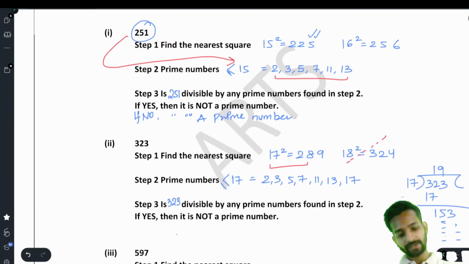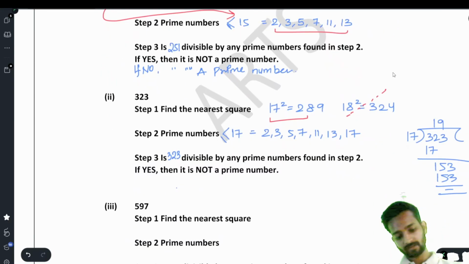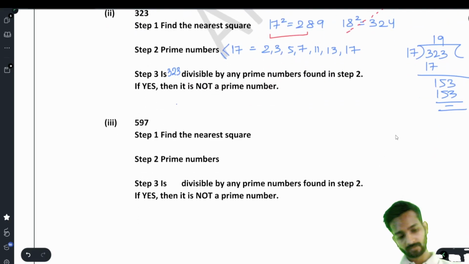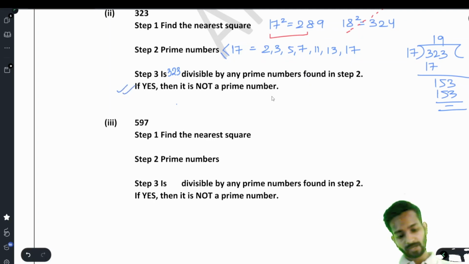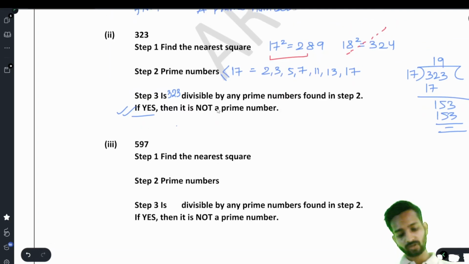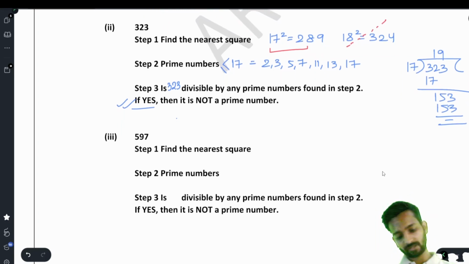So it is getting divided. If it is getting divided, then we can say yes, it is getting divided by 17, therefore it is not a prime number. See, if yes, we know that it is getting completely divided by the number 17, it means it is not a prime number. Simple enough. Now we will solve the next question also like that.